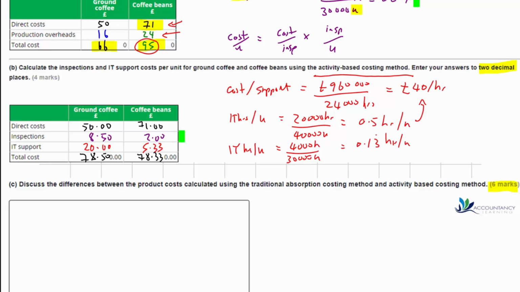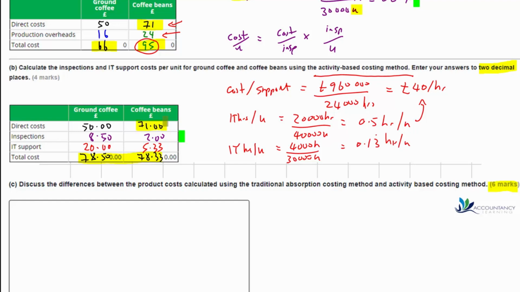However, when we do our activity-based costing, the costs are very similar. So it seems to have smoothed out our cost per unit. Now, if we think about our direct costs, remember that hasn't changed. Coffee beans are still more labor intensive, and therefore our direct cost is still much higher for coffee beans than for ground coffee.